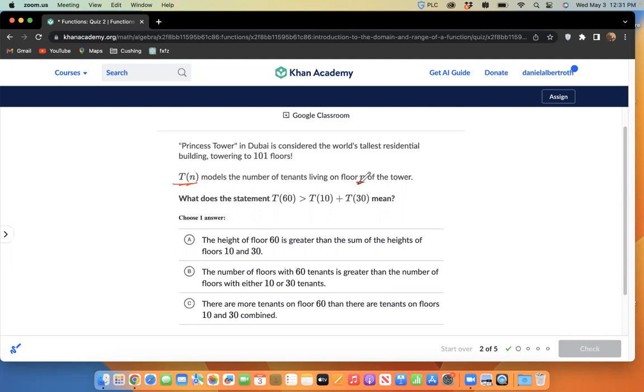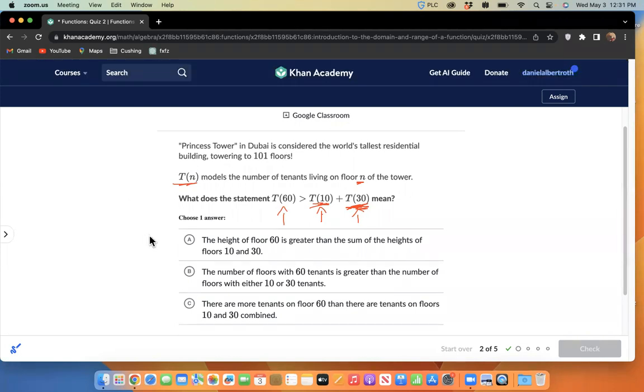So it's the amount of tenants living on floor N. So this would represent the amount of tenants living on floor 60. And what it's saying is that that number is greater than the amount of tenants living on floor 10 plus the amount of tenants living on floor 30. So if you look at floor 10, count up all the people, count up all the people on floor 30, add them together. That is not even as much as the amount of tenants on floor 60. So floor 60 is a popular floor.